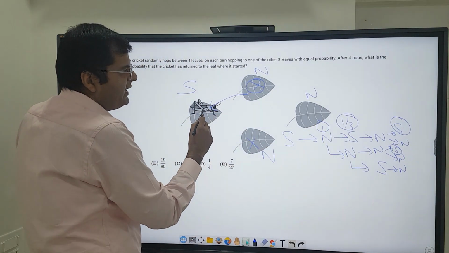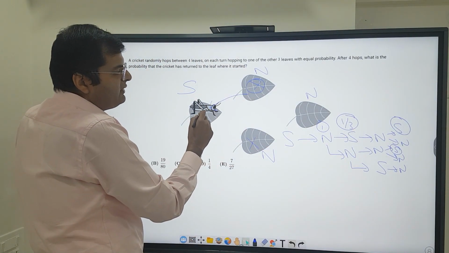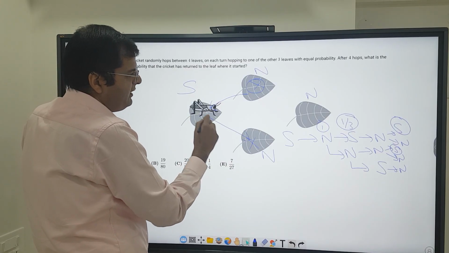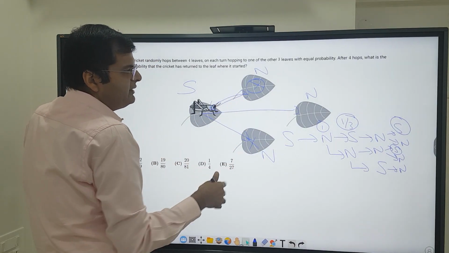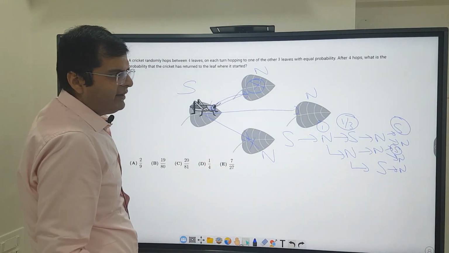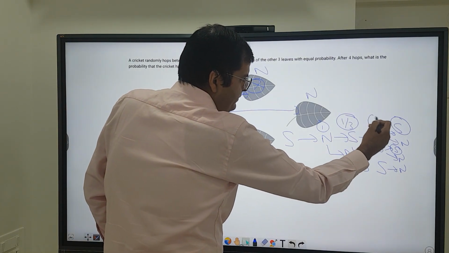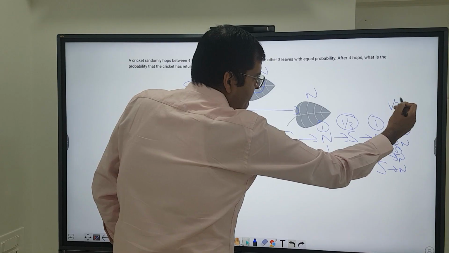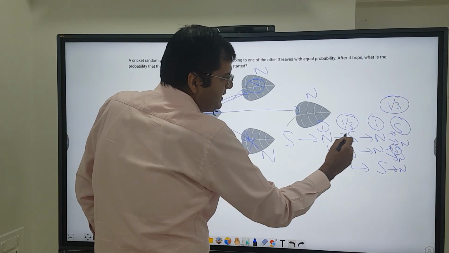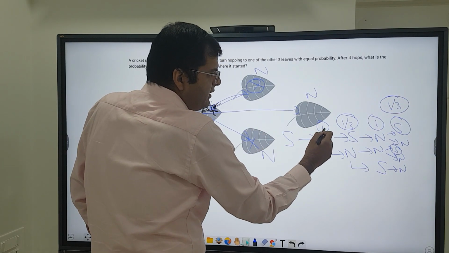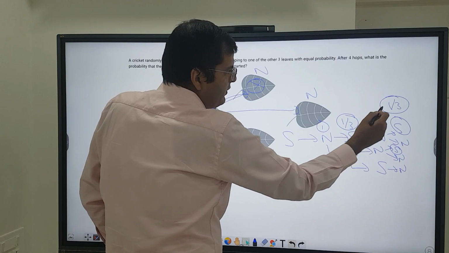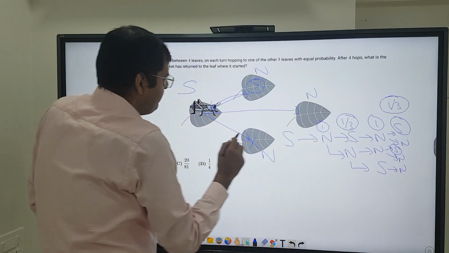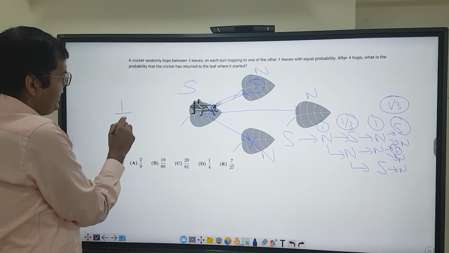Now from S again, if I have to go to N, let's say here or here or here, wherever I go, it will be N. So that will be 1 probability. And similarly from N to S again back, the probability will be 1 by 3. So the probability of this path to reach S will be 1 into 1 by 3 into 1 into 1 by 3. That means 1 by 9. So 1 by 9 I will write it.